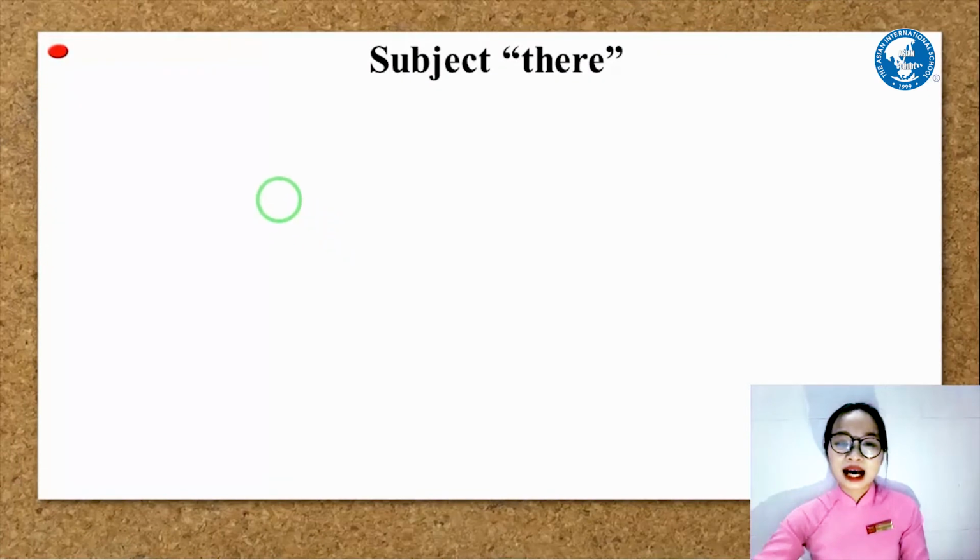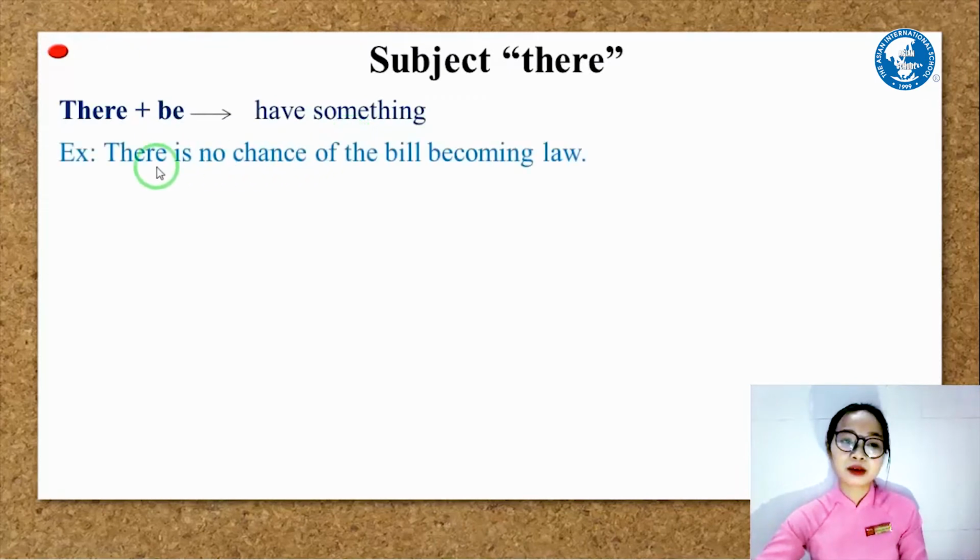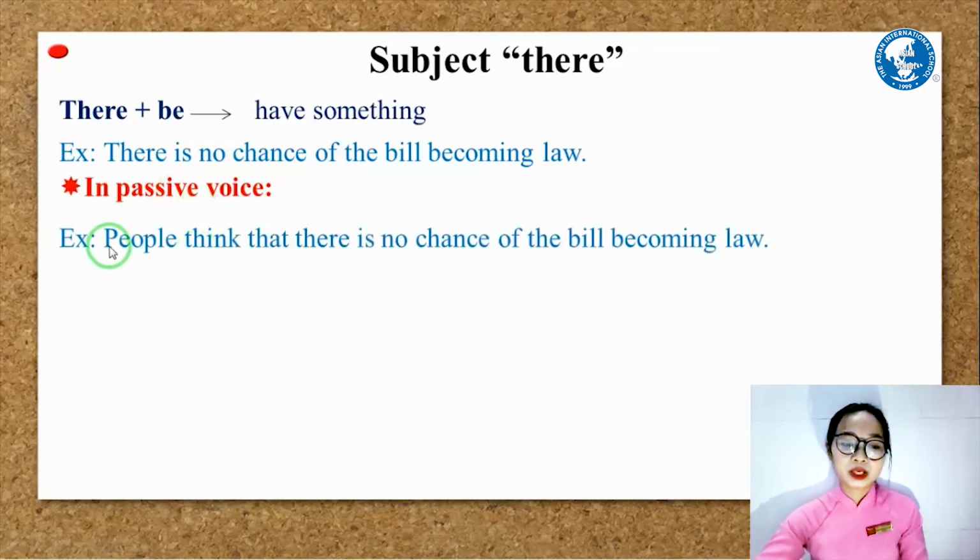We sometimes encounter the subject "there." We know that "there is" or "there are," or in general "there" goes with "be" and means "have" something. For example, there is no chance of the bill becoming law. So how do we use it in passive voice? Let's look at this example. People think that there is no chance of the bill becoming law.